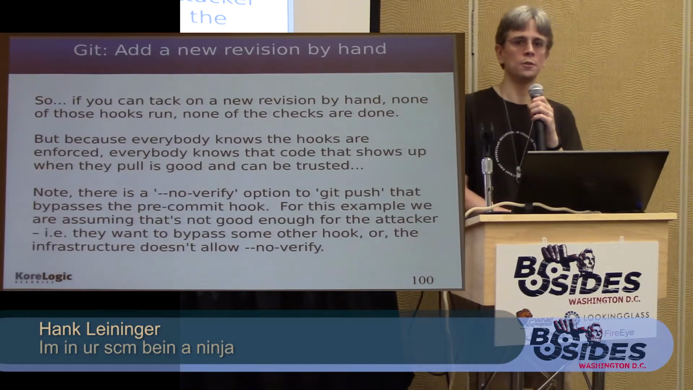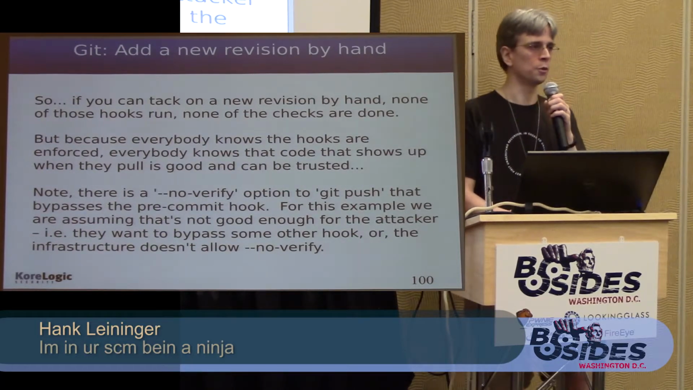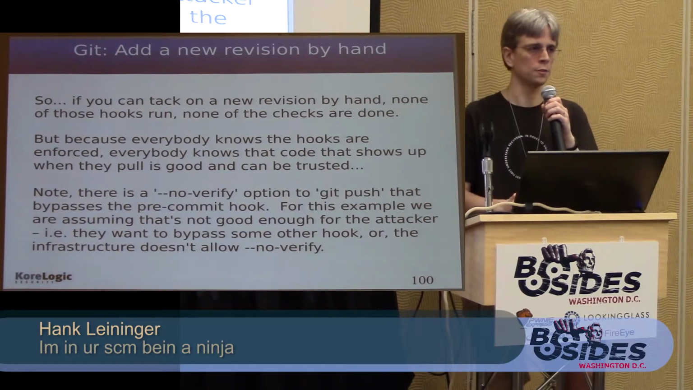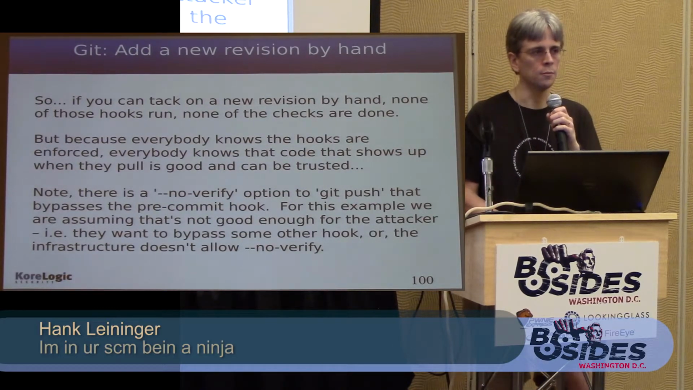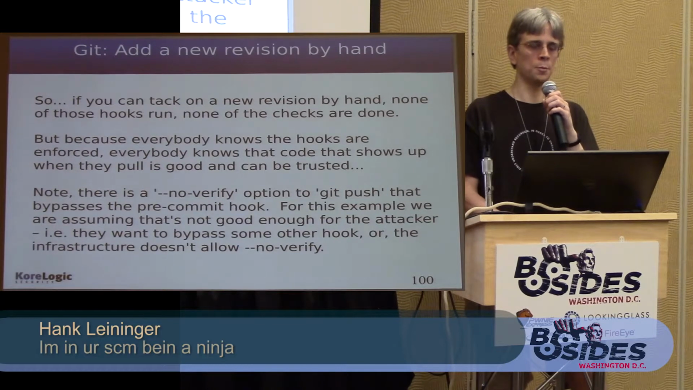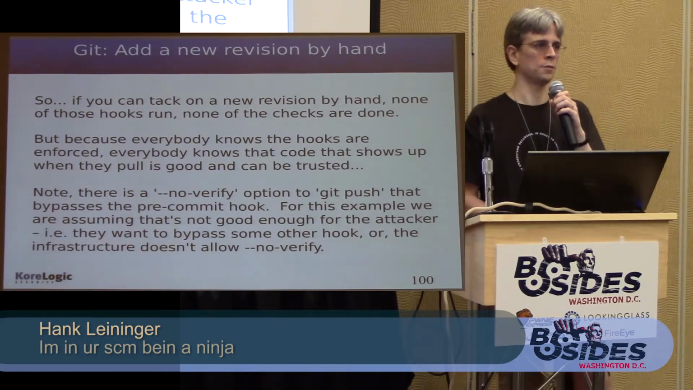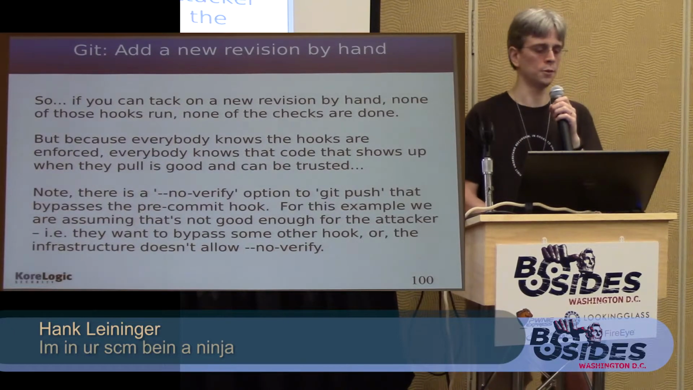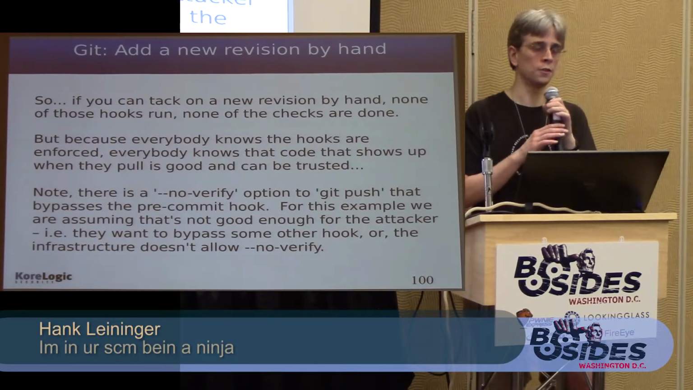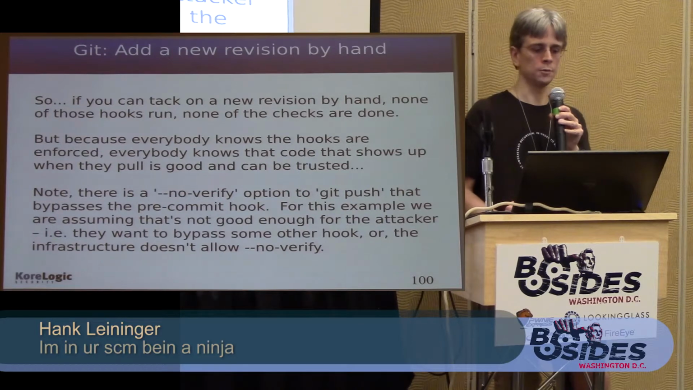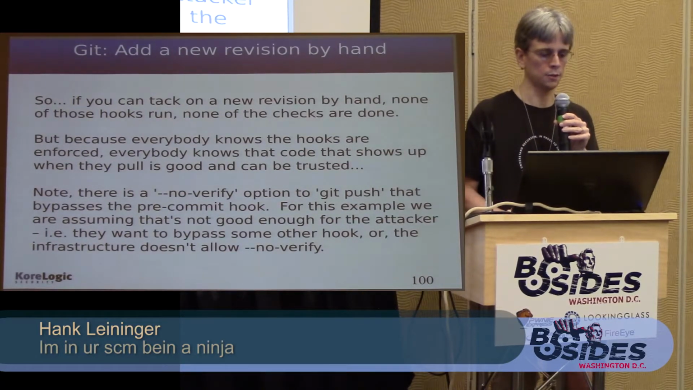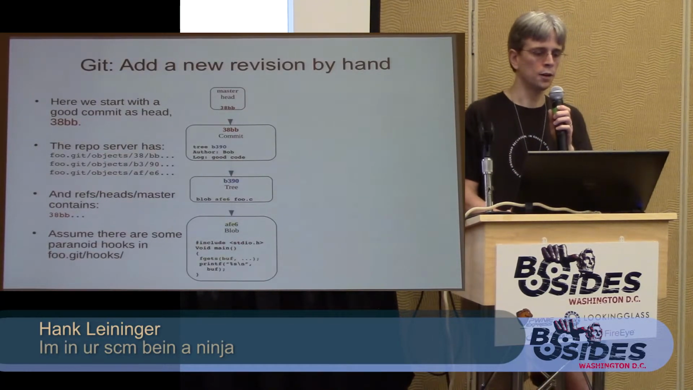Now, note, in Git, there's a no-verify option to a push that will allow you to turn off one of the hooks on the server, the pre-commit hook. I'm assuming for this example that that's not enough for the attacker. Maybe it's a different hook that the attacker wants to bypass other than pre-commit, or maybe this infrastructure doesn't allow no-verify, like the server side is configured not to let somebody bypass hooks just by saying that. So, all right, add a new revision by hand.